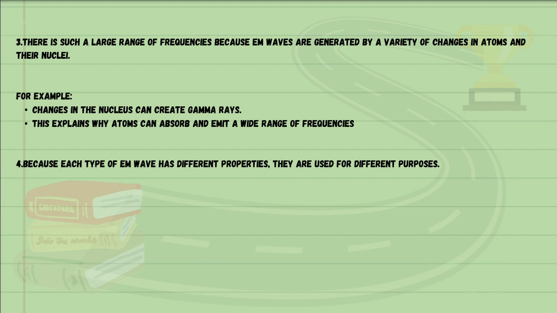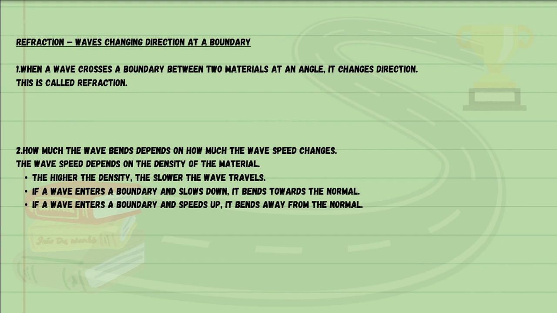There is such a large range of frequencies because EM waves are generated by a variety of changes in atoms and their nucleus. For example, changes in the nucleus can create gamma rays. This explains why atoms can absorb and emit a wide range of frequencies. Because each type of EM wave has different properties, they are used for different purposes.